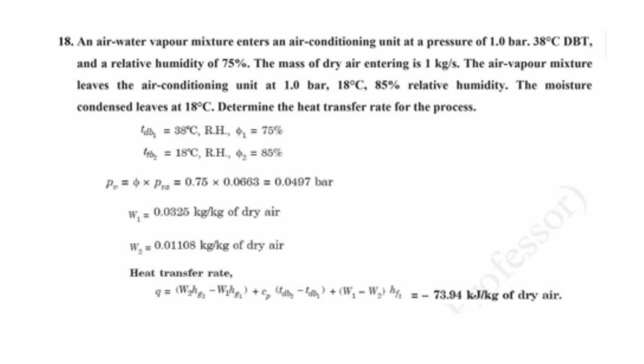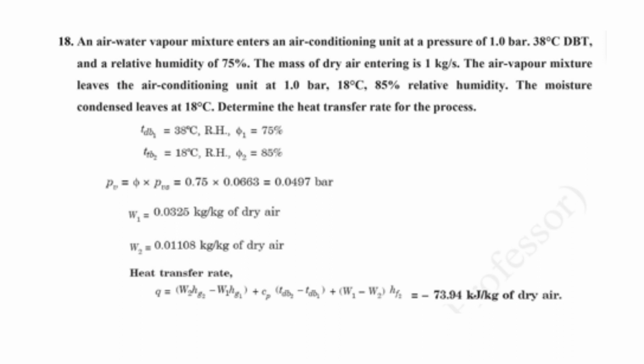That is the question. An air-water vapor mixture enters an air conditioning unit at a pressure of 1 bar, 38 degrees Celsius dry bulb temperature and relative humidity of 75%. So we know the dry bulb temperature as well as the relative humidity, and then the PV value is calculated from the relative humidity percentage multiplied with PV, and W1 value is also obtained from the psychrometric chart.